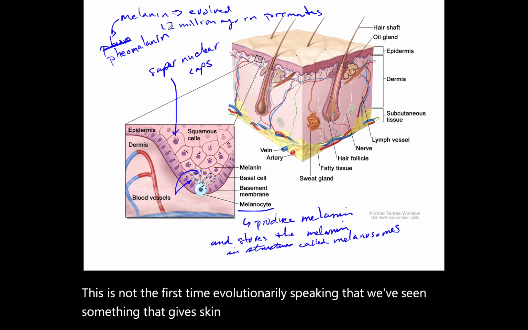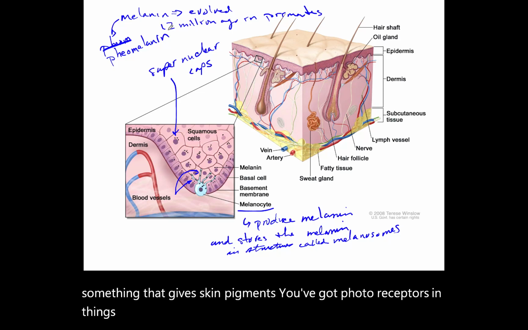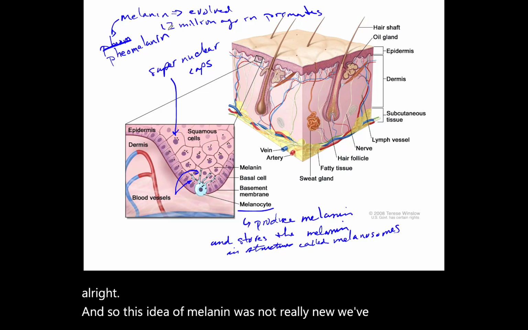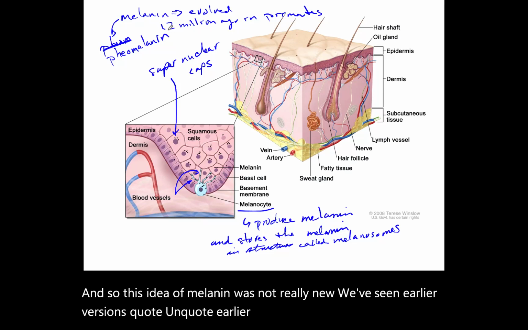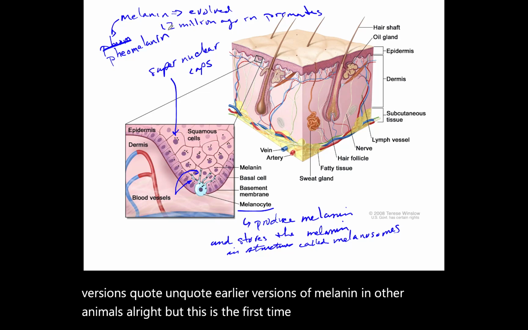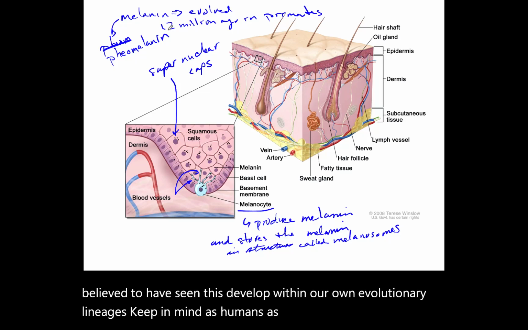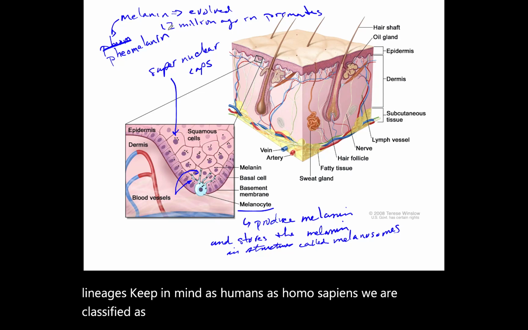This is not the first time, evolutionarily speaking, that we've seen something that gives skin pigment. You've got photoreceptors in things like octopus that are color changing. They are photochromatic cells. All right. And so this idea of melanin was not really new. We've seen earlier versions, quote unquote, earlier versions of melanin in other animals. All right. But this is the first time that we are believed to have seen this develop within our own evolutionary lineages. Keep in mind, as humans, as Homo sapiens, we are classified as a primate, right, from an evolutionary perspective.